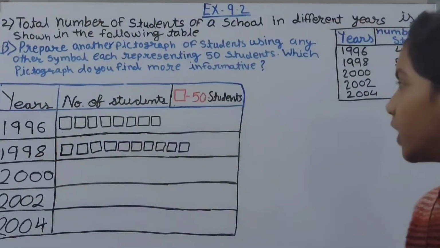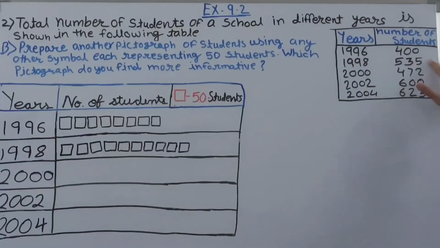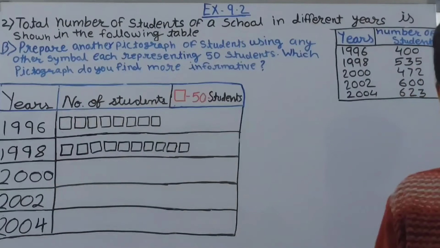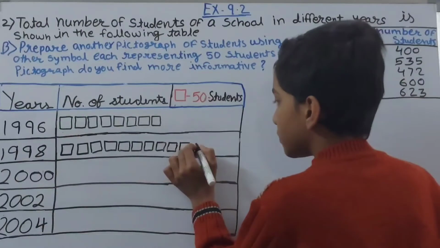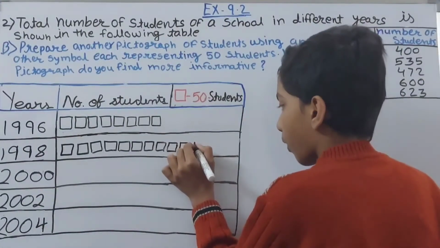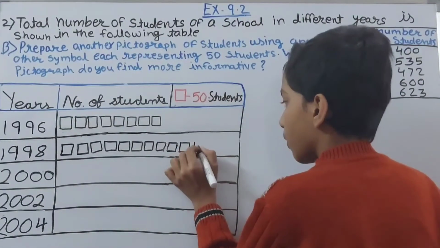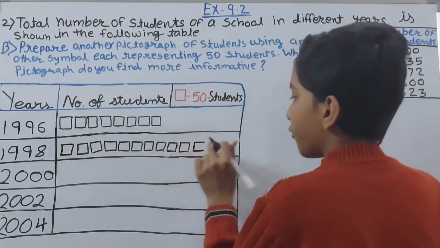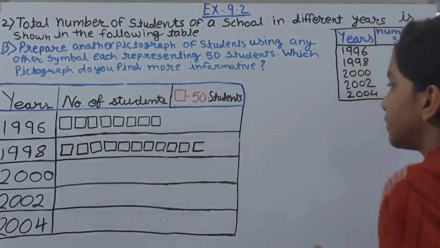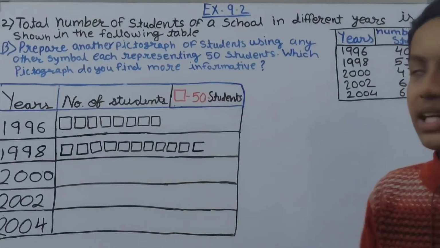Now friends, for the rest of this 35, what we can do is simply remove one side of our square, like this over here. As you can see we have removed one side. So this will be representing 35.